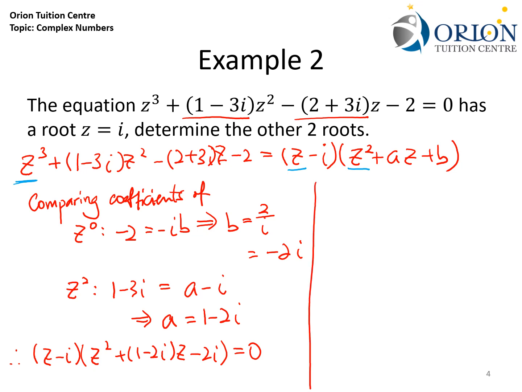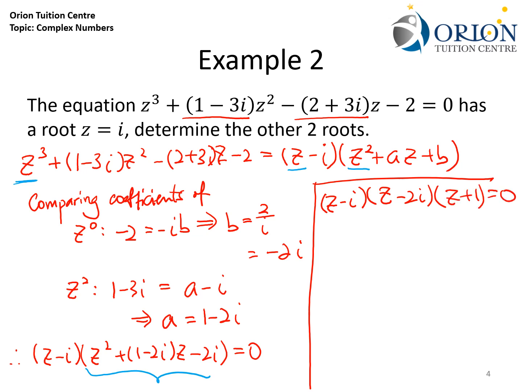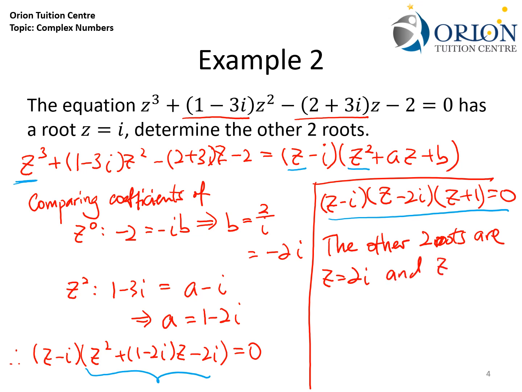And for me to solve this equation, I will have to factorize this quadratic expression over here, which luckily isn't too difficult. I can solve it to be z minus 2i multiplied by z plus 1. And thus, this cubic equation has been factorized into this form over here. And we can easily say that the other two roots are z equals 2i and z equals minus 1.